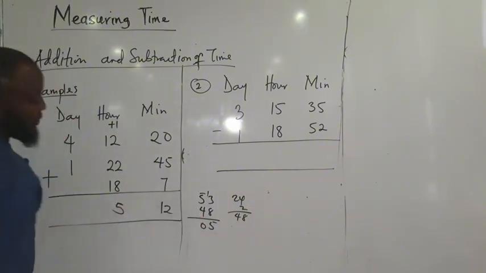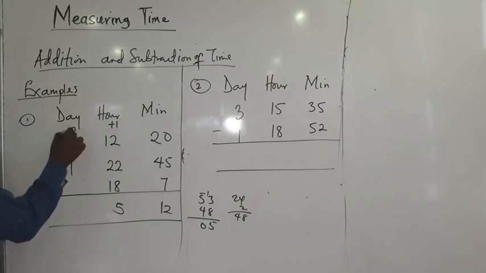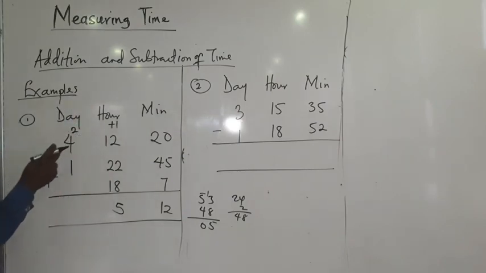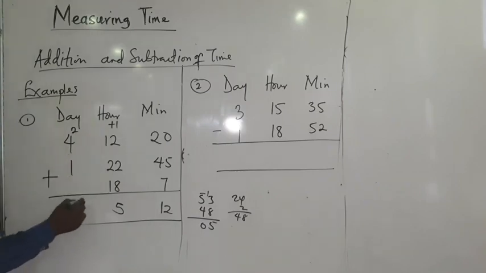This is going to be 0, right? So we bring 2 here, the 2 days we have from this place. So 2 plus 6 plus 4, that is 6 plus 1, that is 7. So we have 7 days, 5 hours, 12 minutes. I hope this is very clear.